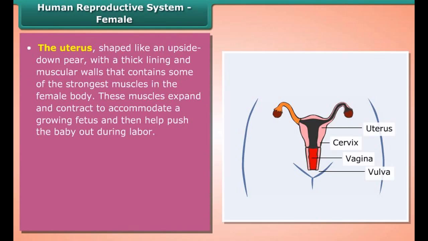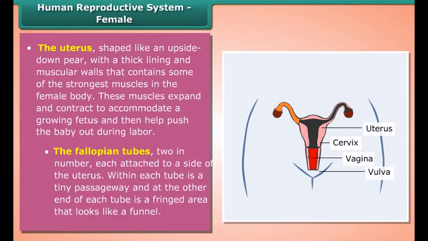The cervix, that connects the vagina with the uterus or womb. The cervix has strong, thick walls. The opening of the cervix is very small. During childbirth, the cervix can expand to allow a baby to pass.